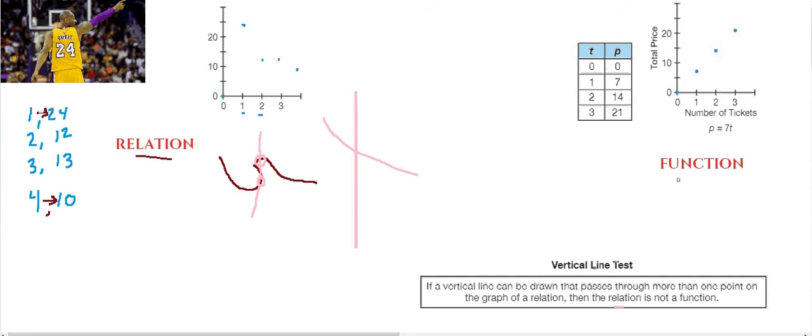Now, a function follows a little more of a pattern. We've kind of learned about these, right? For example, purchase price to number of tickets. Of course, 0 matches with 0. But if you purchase 1, it costs $7. Purchase 2, it stays on the pattern. Times 7. So your price is always 7 times the number of tickets you buy, because it costs $7. All right? So 0 matches with 0, 1 matches with 7, 2 matches with 14, and so on. This is called a function.